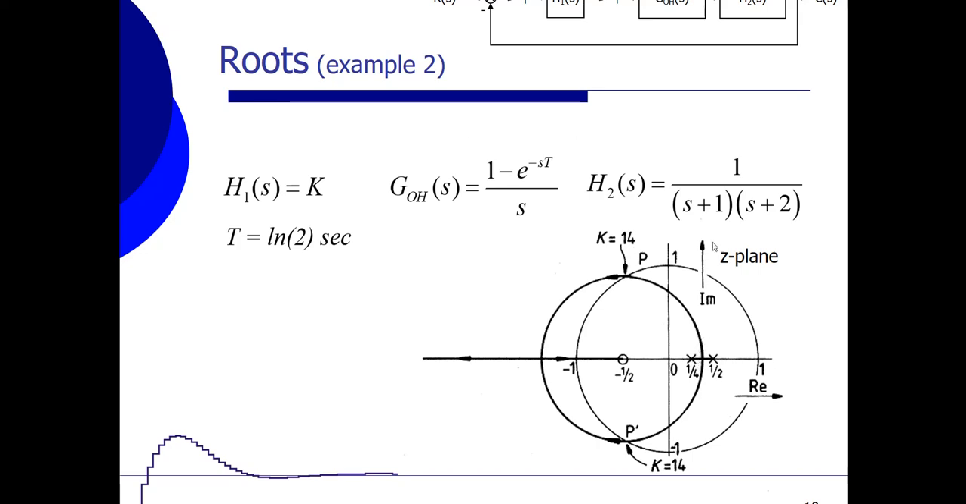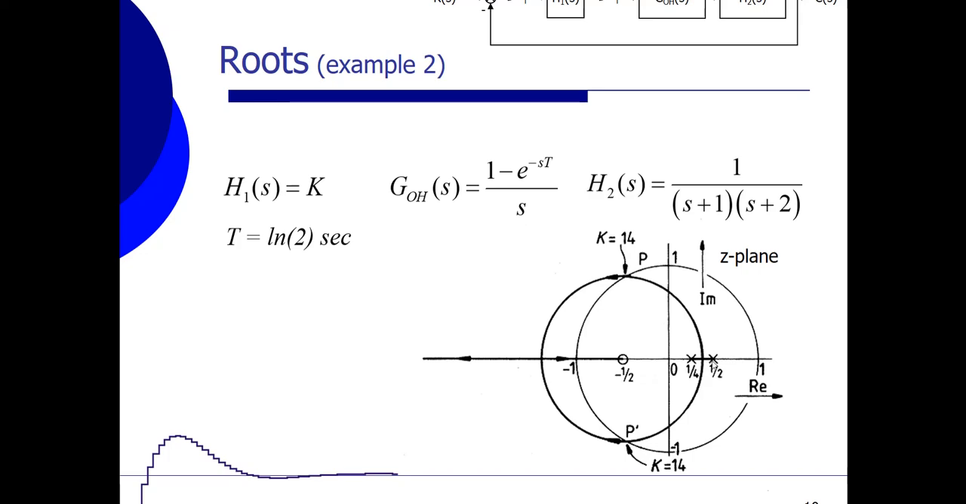When you transform this complete system, the zero order hold times H2, and get the Z transform of that system, it yields two poles, one at 0.25 and one at 0.5, and we get a zero at -0.5. And the root locus looks like this.